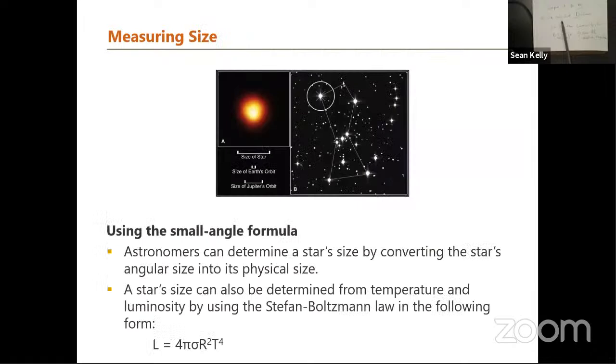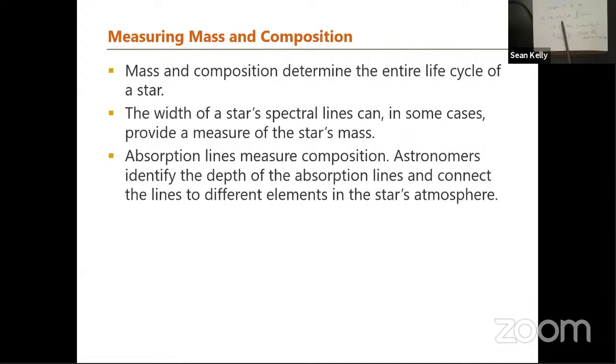And if we have very close stars, by the way, we can see them. We can actually measure their size. They look like not just dots, but they look like they have size. We can use something called the small angle formula to figure out the size of that star. And then from that, we can figure out the luminosity. Okay, we're not gonna do that in this class, okay?